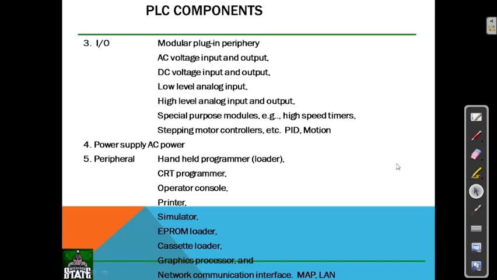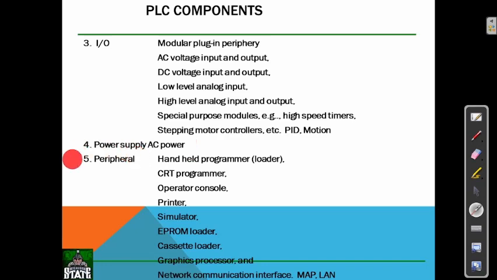Then the input output modules of the PLC. The modular plug-in periphery: AC voltage input and output, DC voltage input and output, low level analog input, and high level analog input and output. Special purpose modules, for example high speed timers, then stepping motor controllers, for example PID and motion. The power supply for the PLC is an AC power supply.